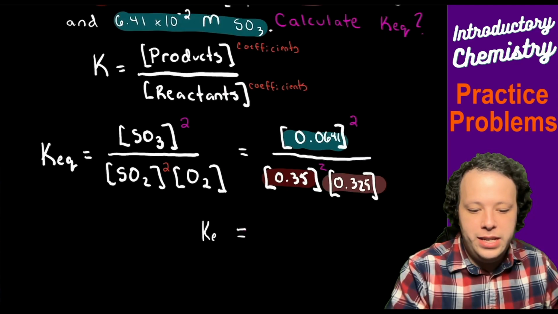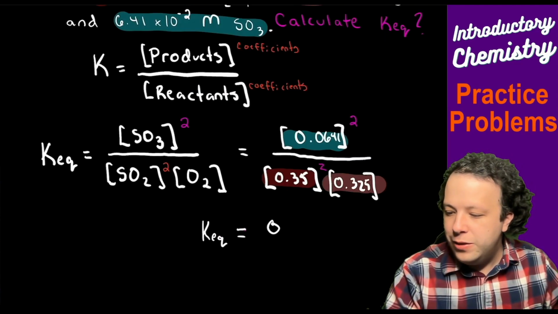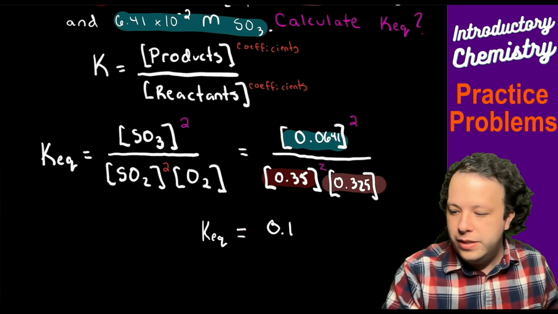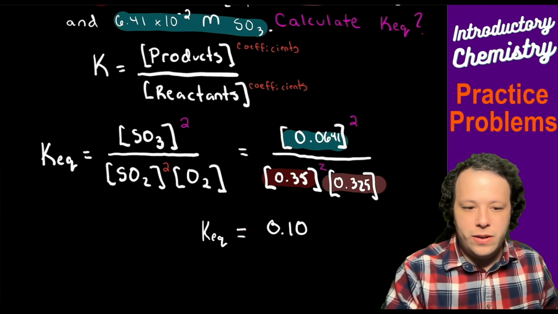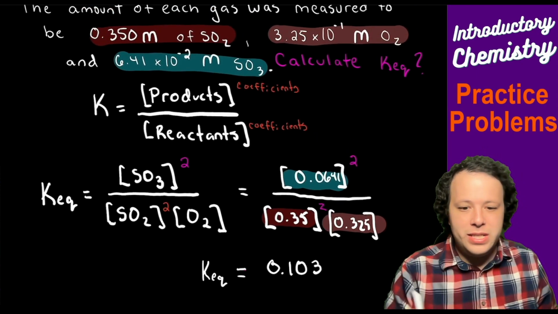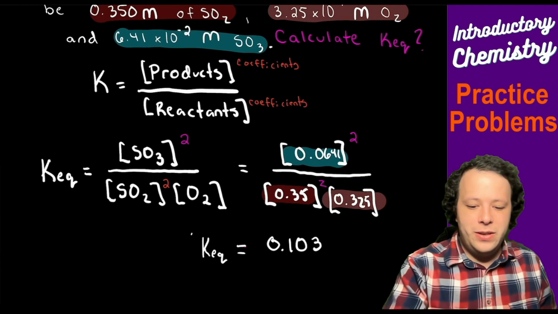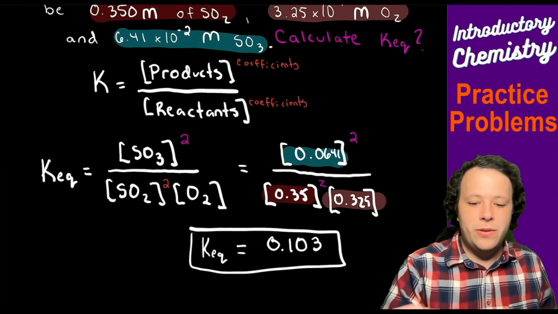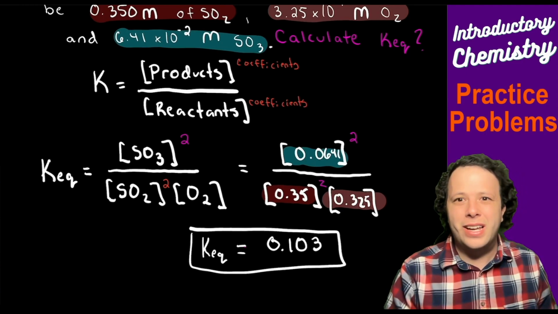We get for KEQ a value of 0.10, and what we need to go off is 3 sig figs in all of our values. This is going to be a value of 0.103. So what does that tell us about looking at this?